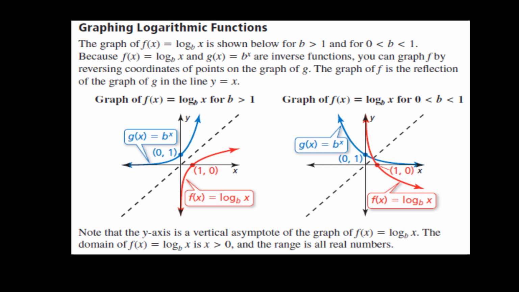So graphing, again, all this is to just say that they are inverse functions. Log base b of x and b to the power of x are inverse functions. So what you can do is graph by reversing coordinates of points on the graph of g. And that's exactly what we're going to do. We're going to swap our x's and y's.